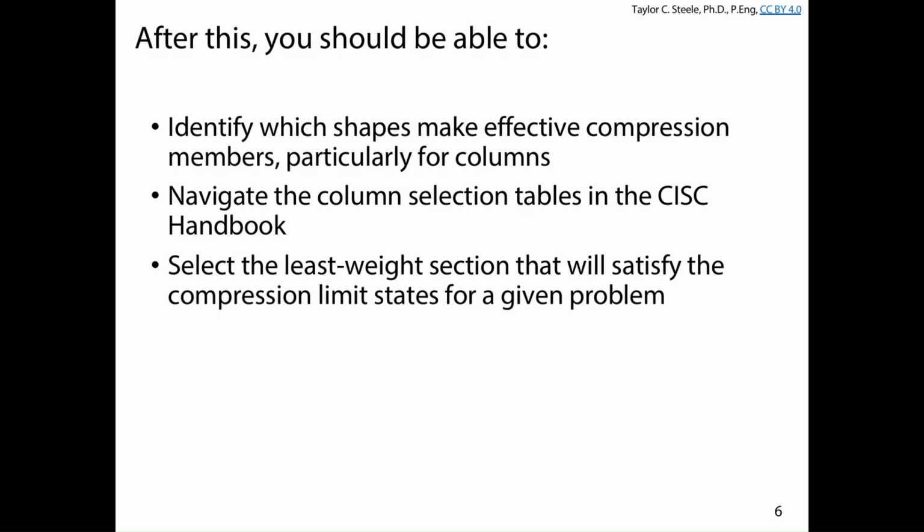That's okay. So you should be able to navigate those tables, and I'll show you how to do that again with some shoddy camera work, but it's worth it. And ultimately, the goal is to select the least weight section that's going to satisfy the compression limit states for the problem that we're dealing with. Does anyone have any questions about why these three things might be important before we get into the technical material for the morning?